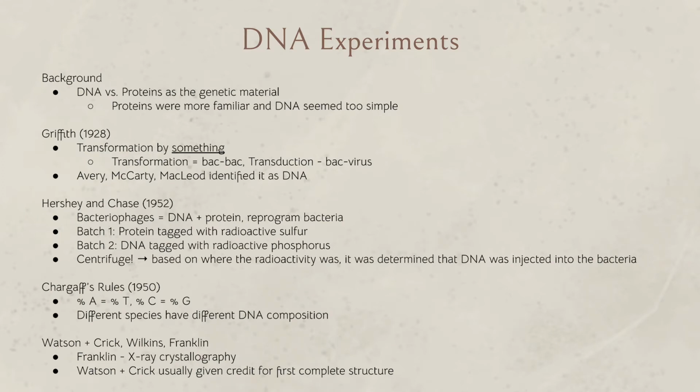In the beginning, people weren't sure whether DNA or proteins were the genetic material. However, the case for proteins seemed stronger because proteins were more familiar to the researchers back then, and DNA just seemed too simple. Since proteins were made out of a bunch of amino acids, and DNA only had 4 bases to work with. So in 1928, a scientist named Griffith started doing some experiments.